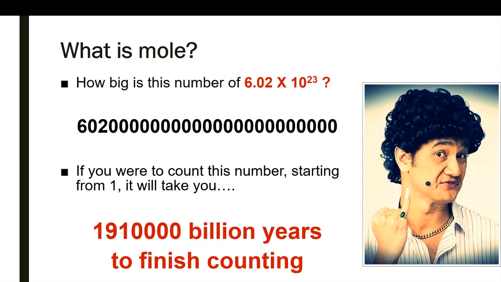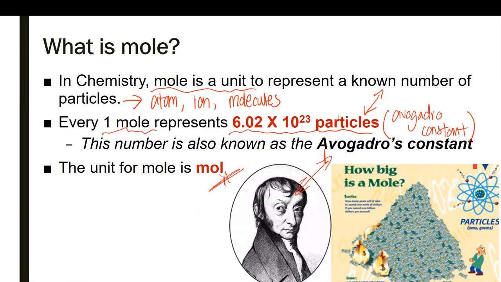Because it's such a huge number, we don't like to use it to describe how many particles we have. That's why chemists came up with this term known as 1 mole. Once I say 1 mole, immediately everyone knows that you are referring to 6.02 times 10 to the power of 23 particles. And that's the importance of this value. It's just like a dozen. Instead of saying 12, you say a dozen. It's an easier way to represent the number of things that you're talking about.